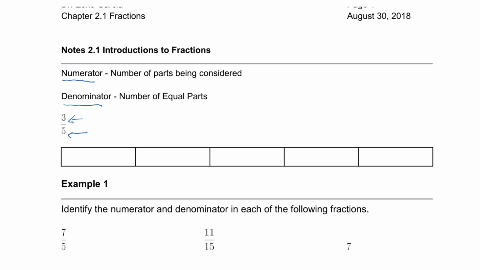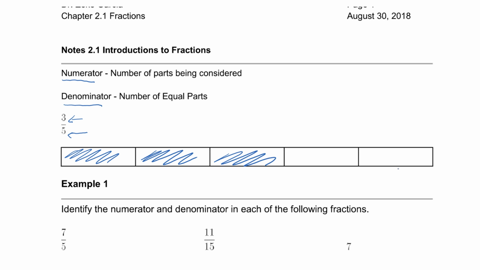And I asked you to illustrate this in class. So what we did is we shaded 3 parts, since we have 3 that are being considered out of 5 equal parts. So this is going to model 3/5.